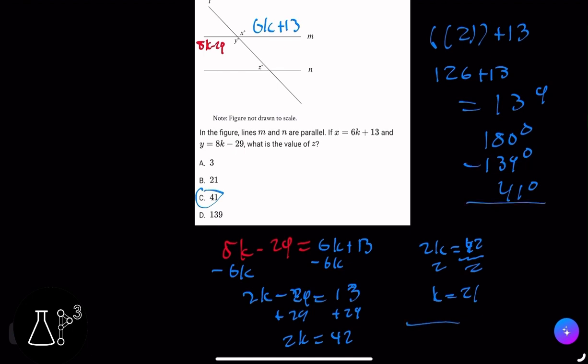Now, before you do that, you can eliminate D because Z is an acute angle. It's less than 90 degrees, and it's not an obtuse angle, because an obtuse angle is greater than 90 degrees. So right away, you can cross out D. And you can cross out A, honestly, because for an angle measure to be 3, it has to be very small. So it can't be either A or D, just looking at what Z equals on the graph.